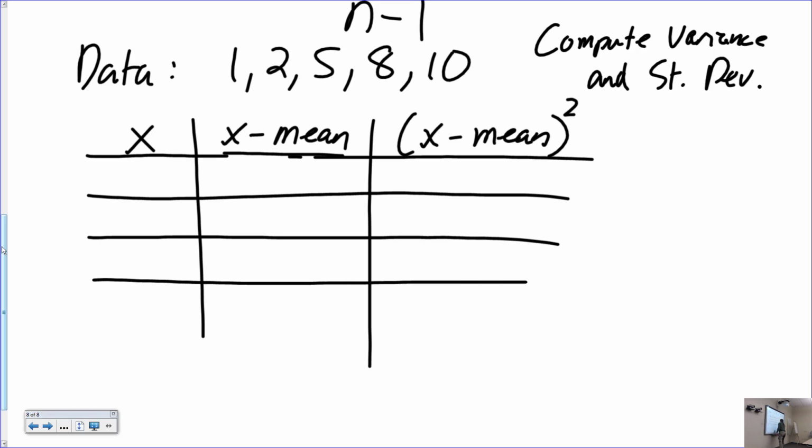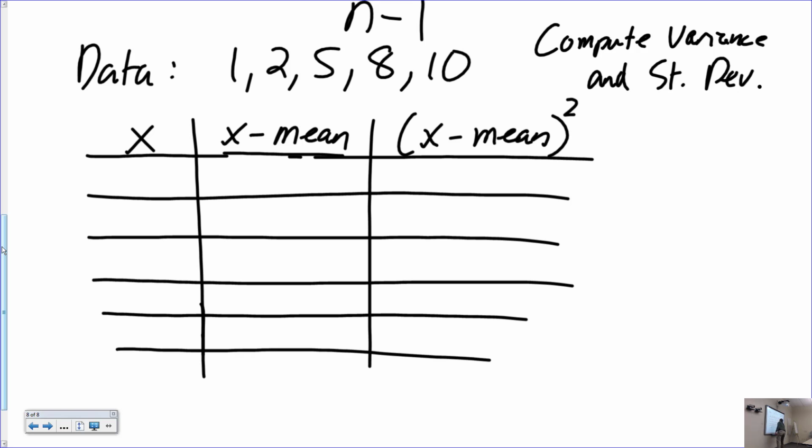So, what you do in your table is you make a row for every number. So 1, 2, 5, 8, and 10. And the first thing you have to do is to calculate the mean. So somebody crank out the mean for me.